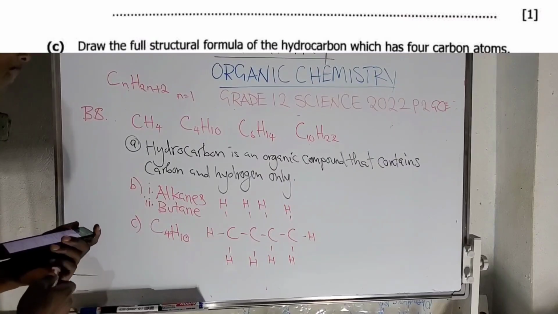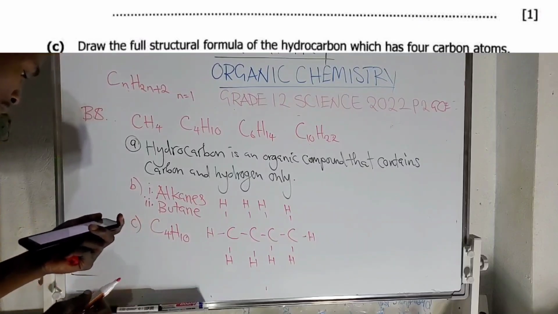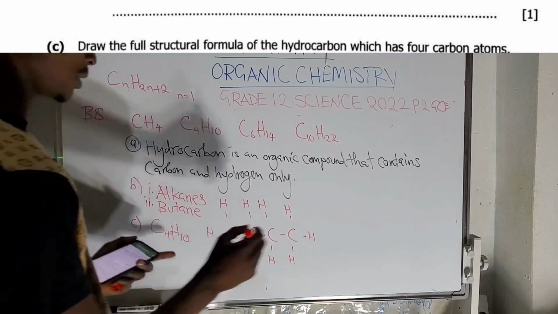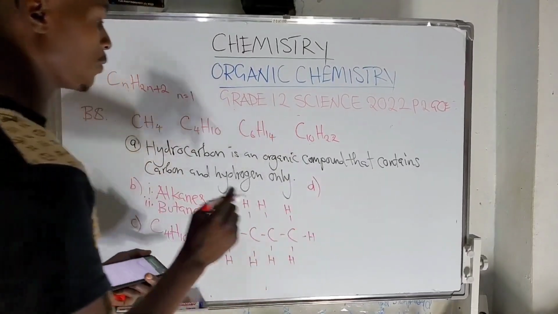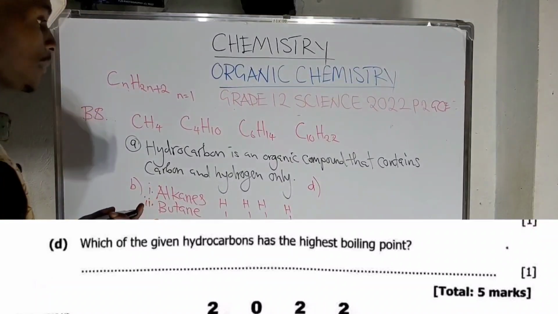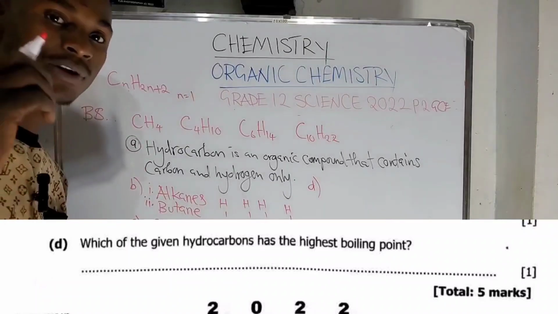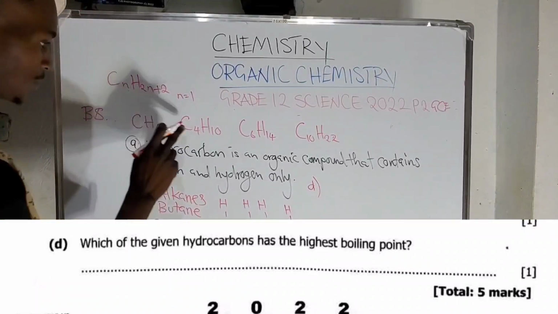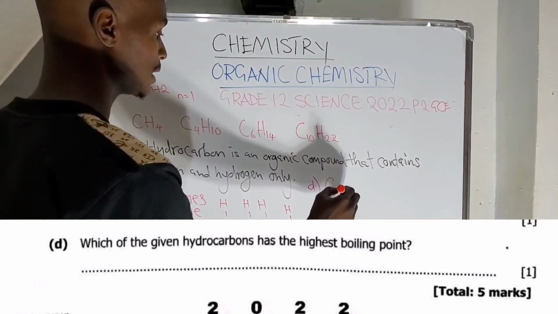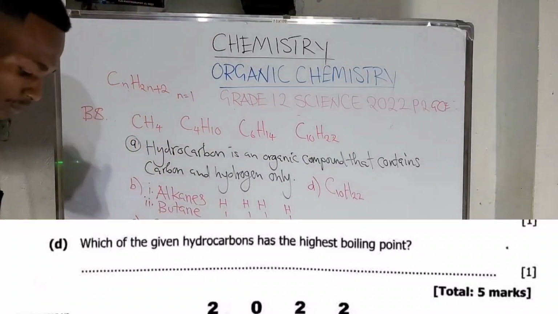Oh, there is another question, I think it can fit here. Which of the given hydrocarbons has the highest boiling point? So C, D here. Which of these has the highest boiling point? The answer is the one with the highest number of carbon atoms. This one has 1, this one has 4, this one has 6, this one has 10. So it is C10H22, which is decane.